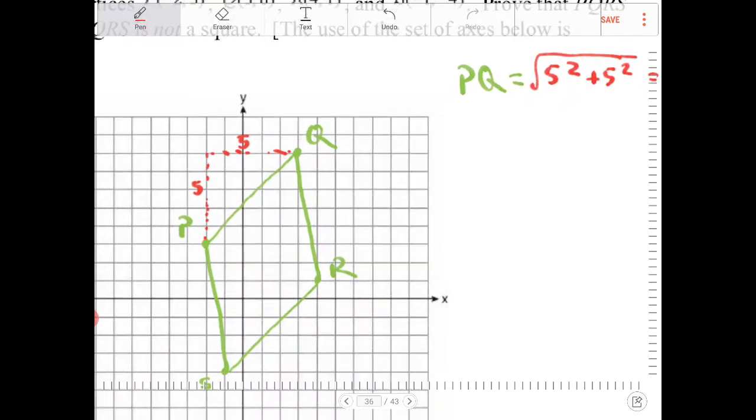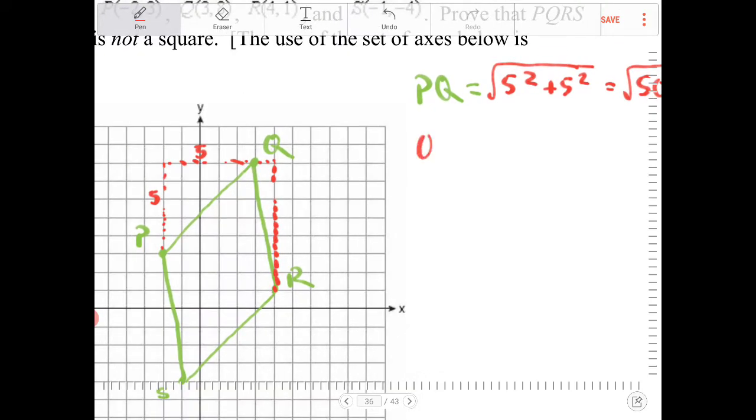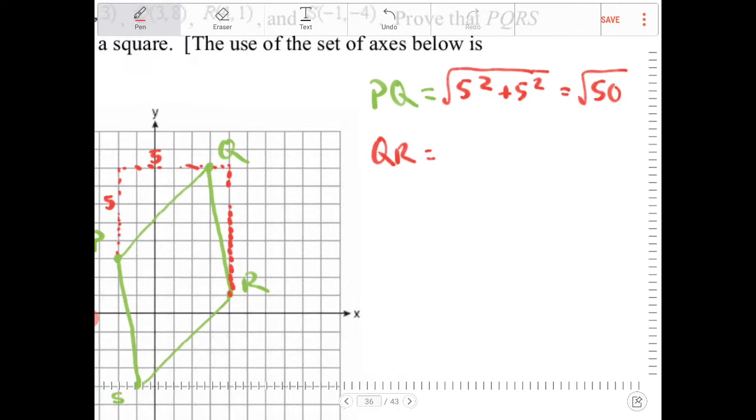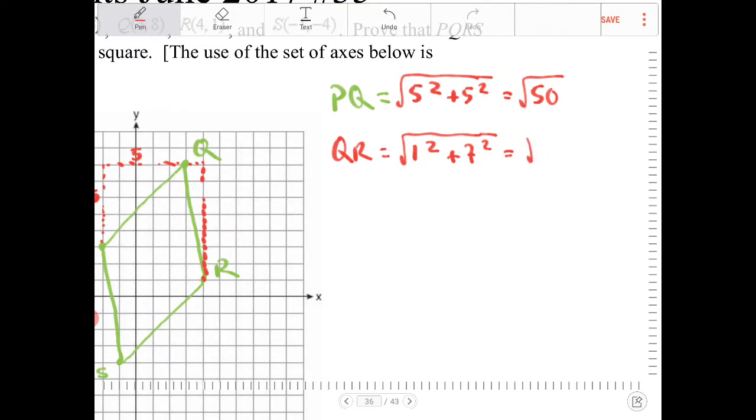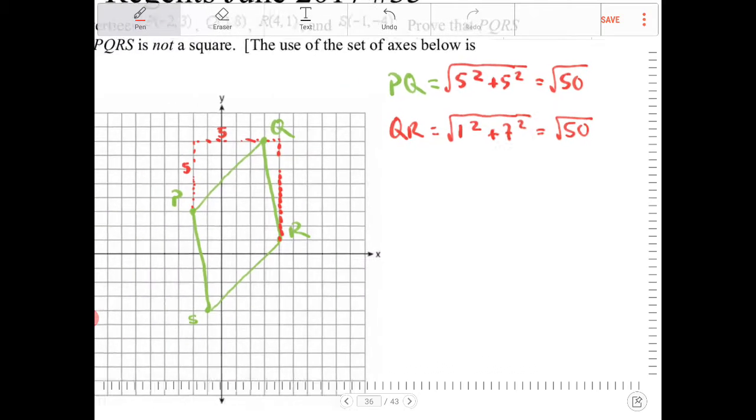And we want to do something similar. I want to go from Q to R. We're going to go over 1 and down 7, right? So from Q to R, we're going to take the square root of 1 squared plus 7 squared. Again, this is just the Pythagorean theorem, in case you're wondering. This is, again, going to be square root of 50.